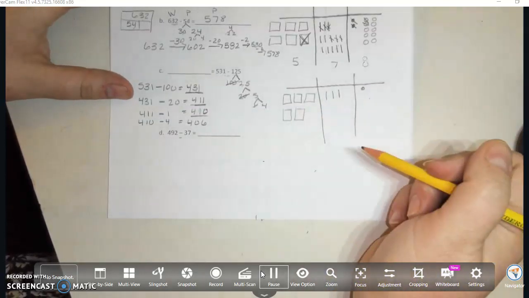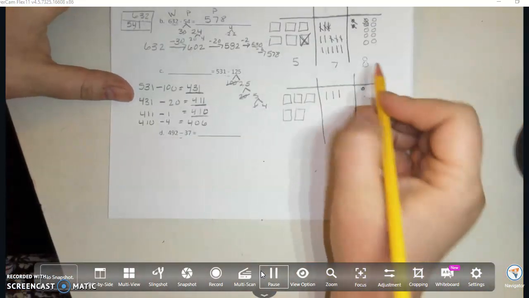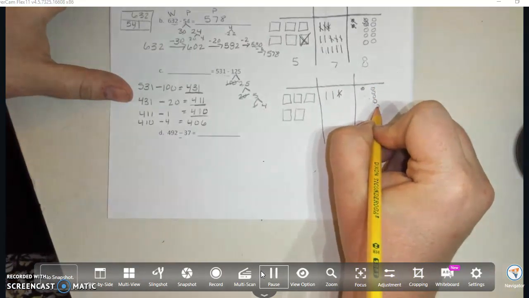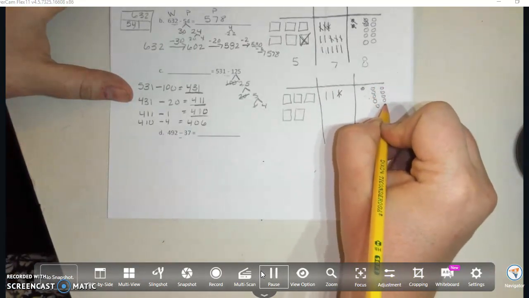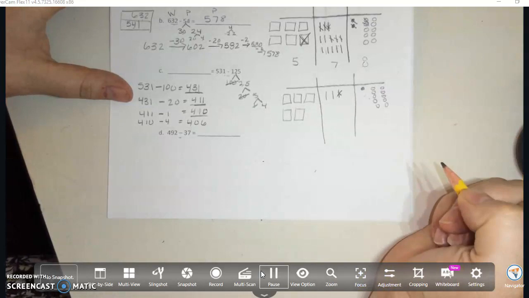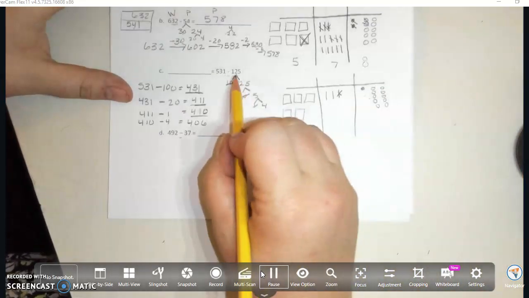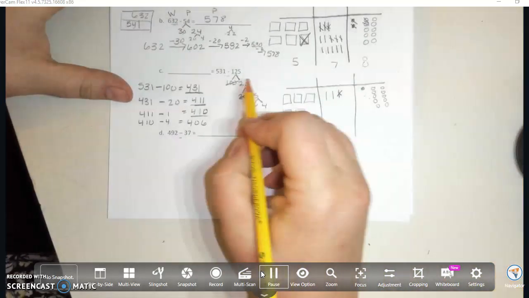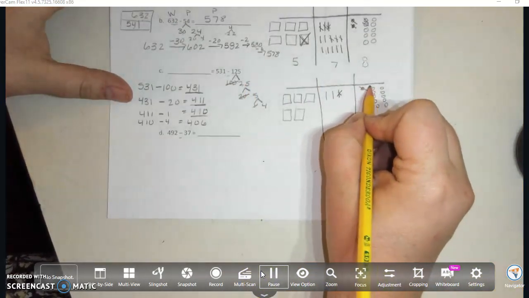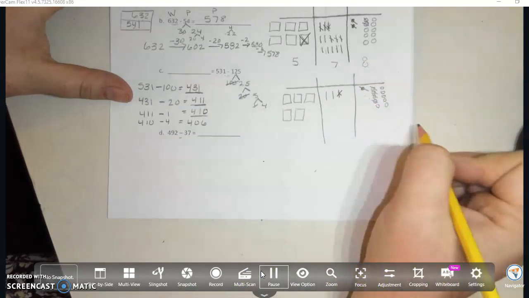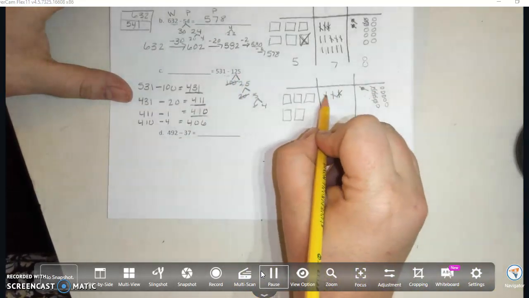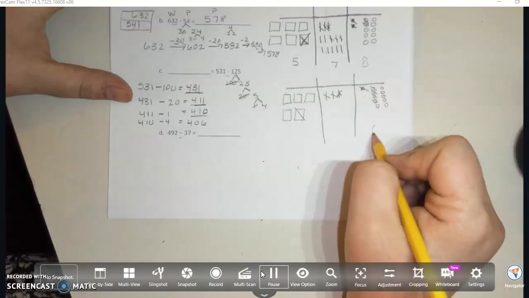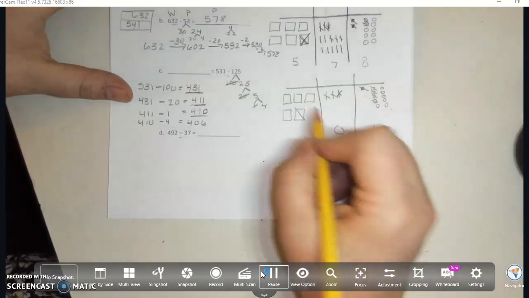531 minus 125. I don't have enough ones, so I'm going to break it, move it, making sure that my ones look different so I know which one I broke. And then I have enough tens, so I should be able to start removing my material here. I'm going to take away 5 ones. 1, 2, 3, 4, 5. 2 tens. 1, 2, and 101. Leaving me with 5, 6, 0, and 4.